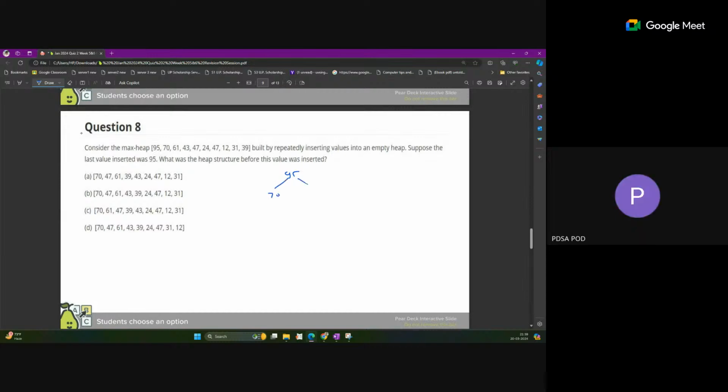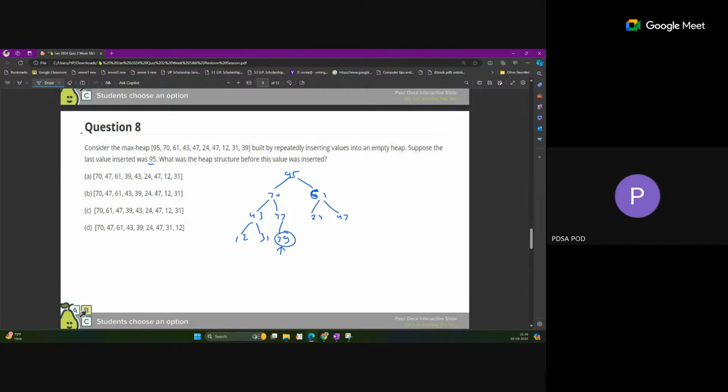So 70 and 61, then 43, then 47, then 24, 47, 12, 31, and 39. Okay, this is 61. So it is saying that this 95 is inserted at the last. So that means this is the last position. Okay, the last node position. So this 95 is inserted at this position, and it is shifted to the top.